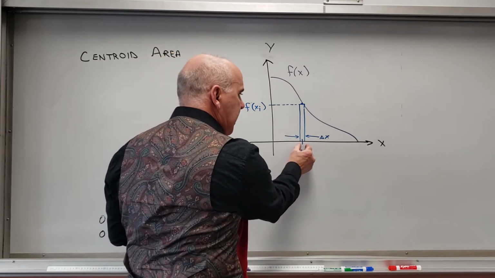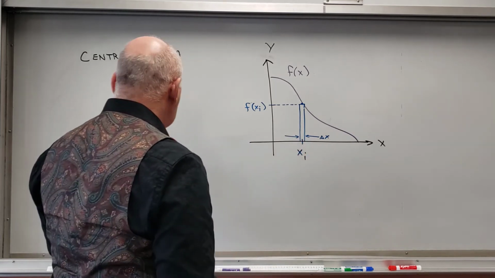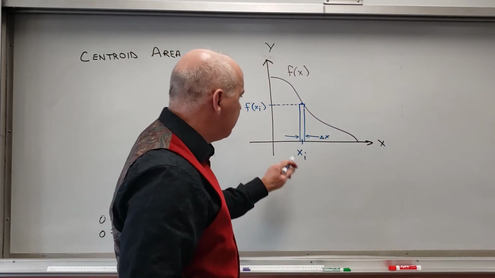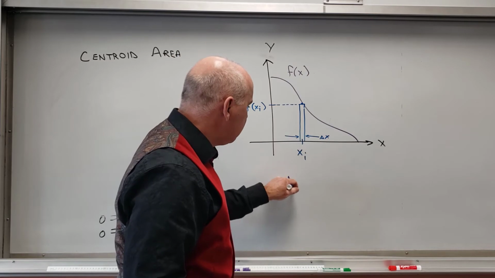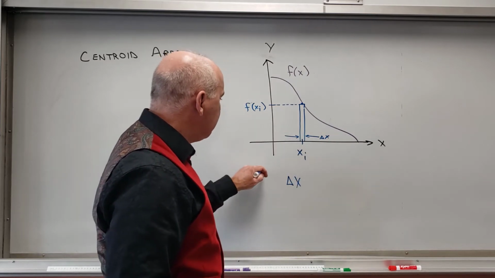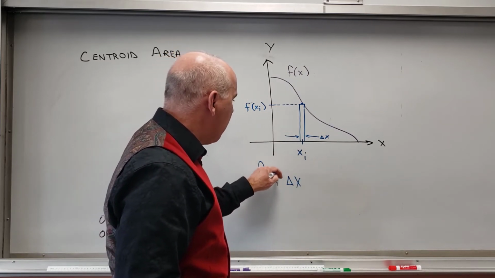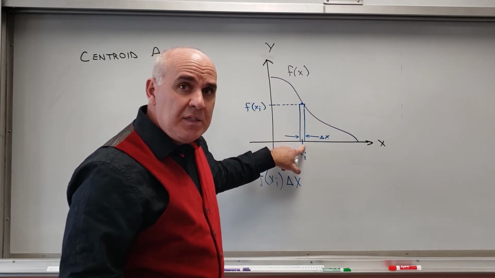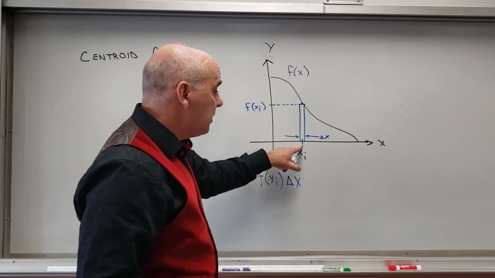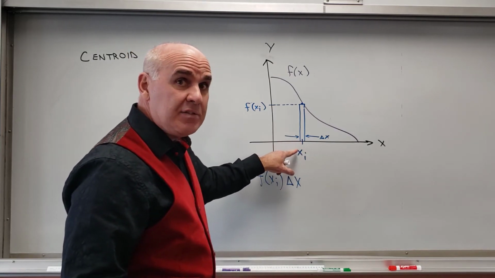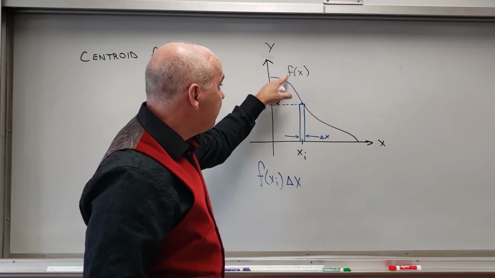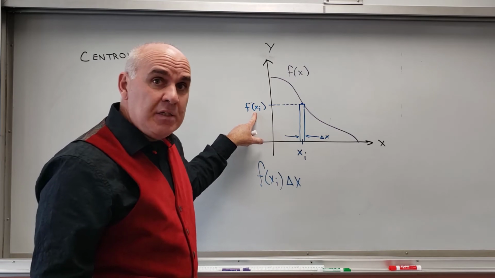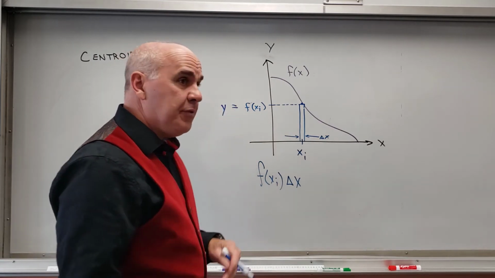So here is an area right here, and that blue region has an area. What's that area? Well, the area is base times height. The base is delta x, and the height is f of x sub i, because the area is located at some point x sub i on the x-axis. And it has a height. This is some function f of x. The height is y. y is f of x sub i. So y equals f of x sub i.